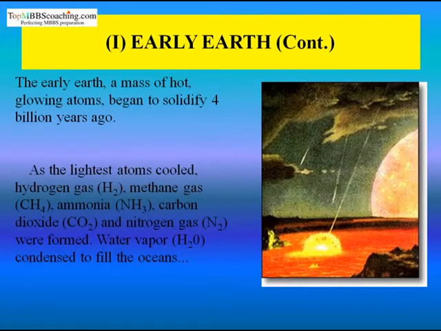As the lightest atoms cooled, hydrogen, methane, ammonia, carbon dioxide and nitrogen gases were formed and water vapor condensed to fill the oceans. See, the Big Bang theory is behind the formation of Earth. What is the Big Bang? It is a theory proposing that the Earth was one of the larger particles that coalesced after the initial universe explosion that spewed all the particles in the universe away from a central point and destined them to slowly revolve around that point.